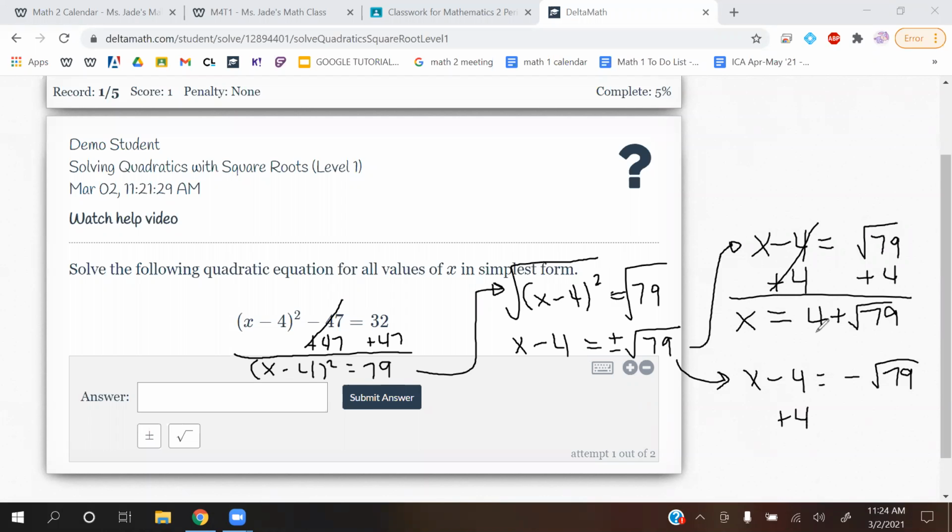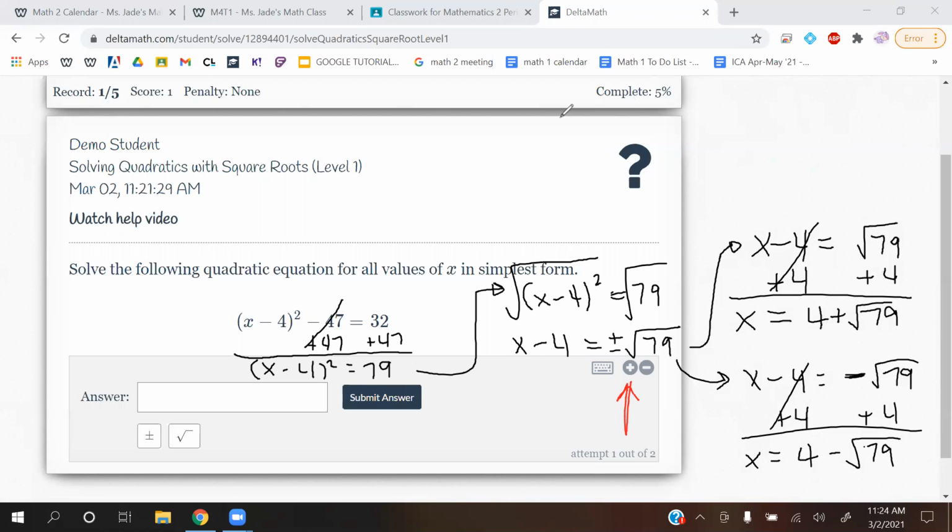Let's take a look at our other one. Add 4, add 4. These cancel out. You get x is equal to 4 minus the square root of 79. Because this one was a negative square root of 79, so it's just 4 minus square root of 79. So we have our two answers, the 4 plus square root 79 and then the 4 minus square root of 79.